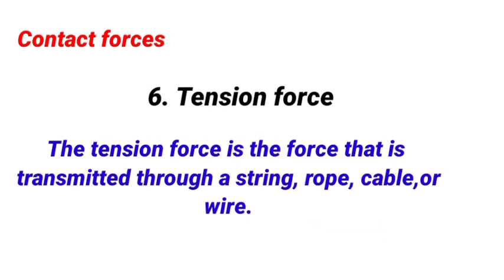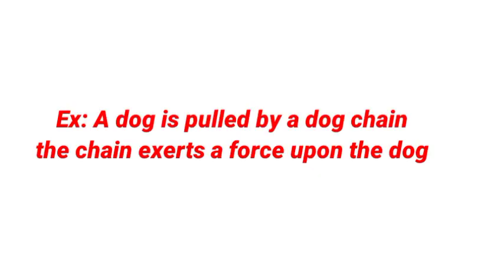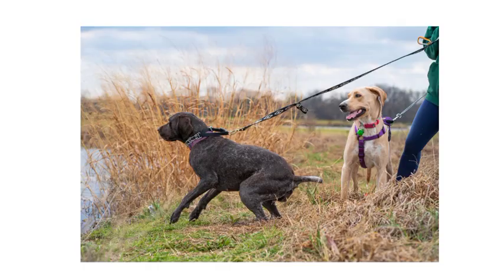Another contact force is tension force. The tension force is the force that is transmitted through a string, rope, cable, or wire. An example is a dog being pulled by a dog chain. The chain exerts a force upon the dog. So when it is pulled tight, forces act from opposite ends. The tension force is directed along the length of the chain.